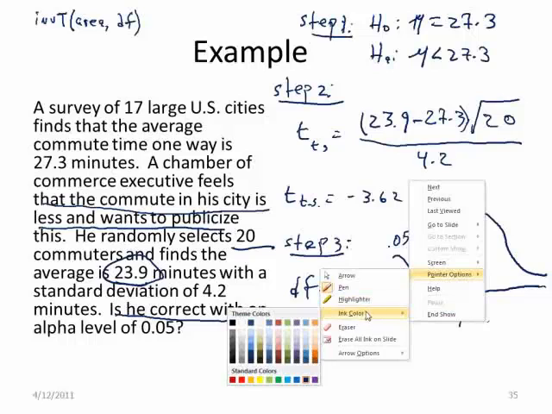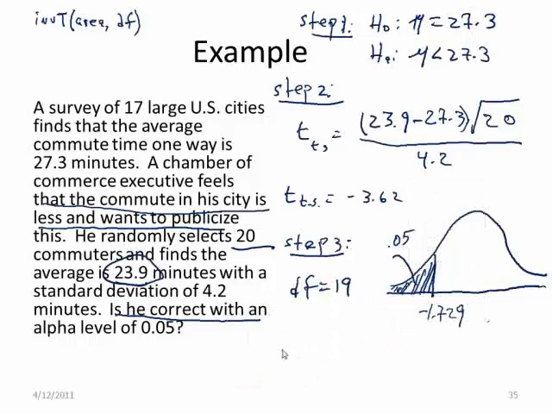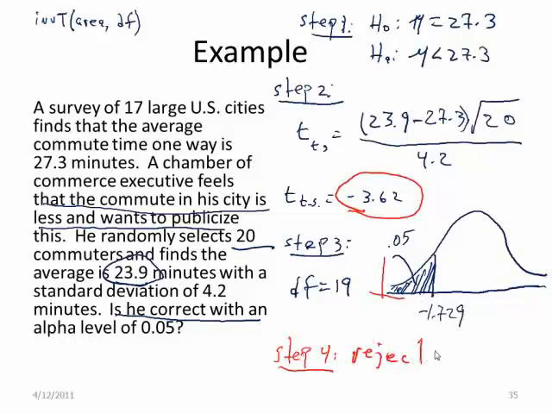Step number 4 is to make a decision. Well, we have a test statistic of negative 3.62, so that's way out here. So we can see that the test statistic falls in the rejection region. So we will reject the null hypothesis.